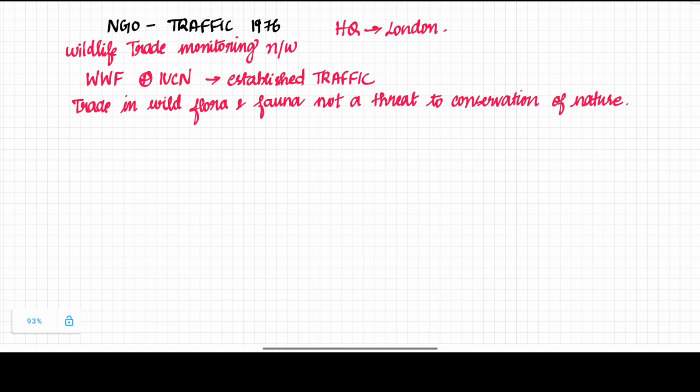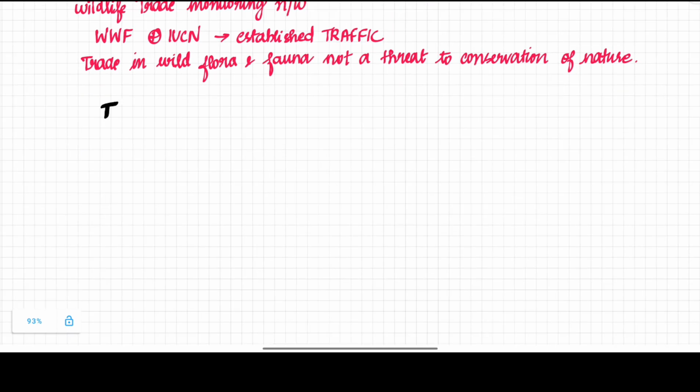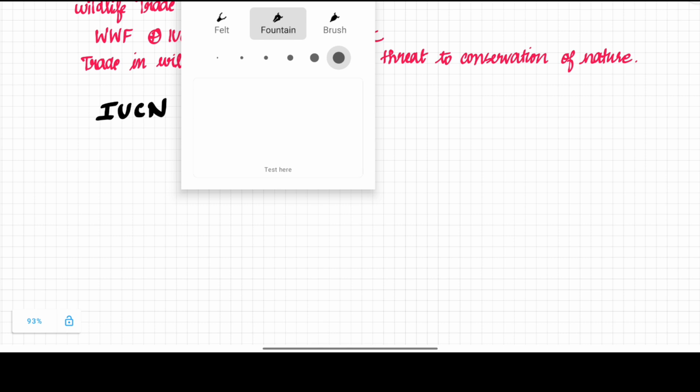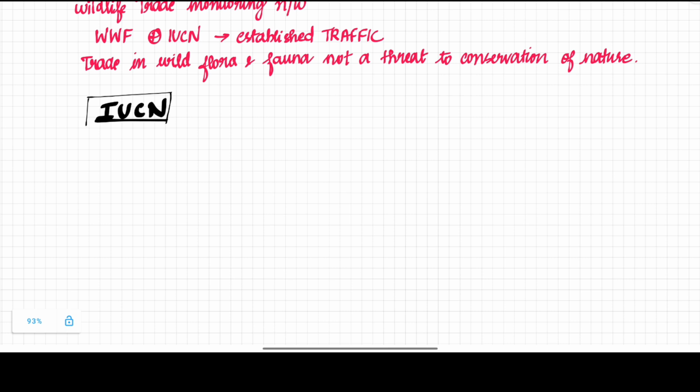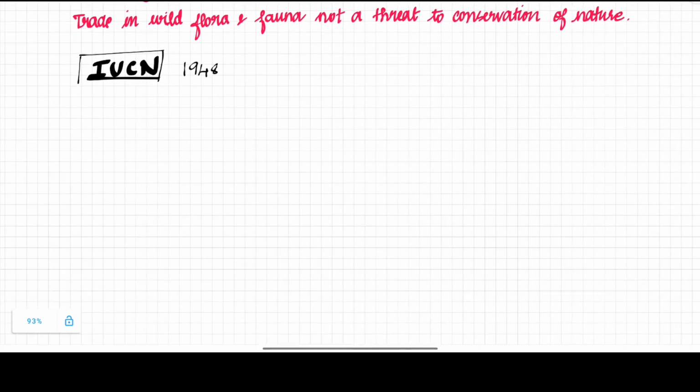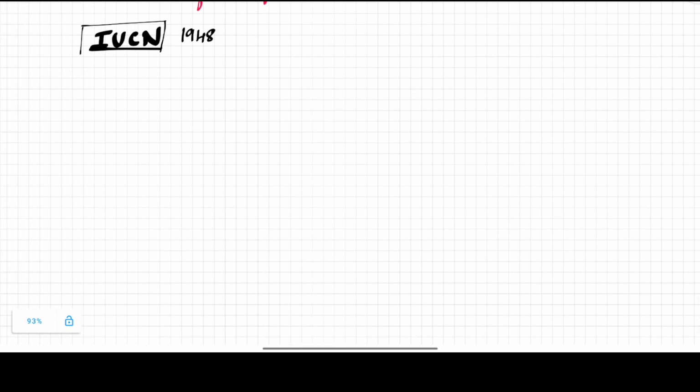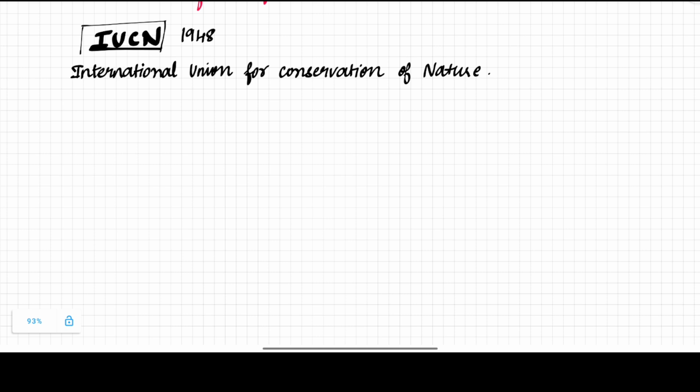Now, let us discuss IUCN. IUCN was formed in 1948. The first thing is to know the acronym: IUCN expands to International Union for Conservation of Nature. Its headquarters is in Gland, Switzerland.